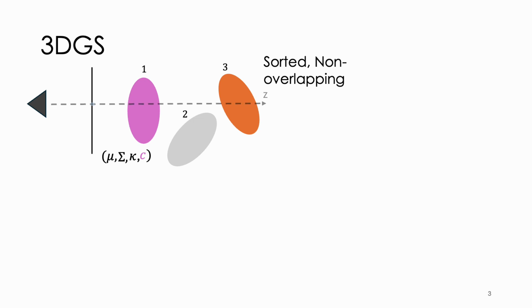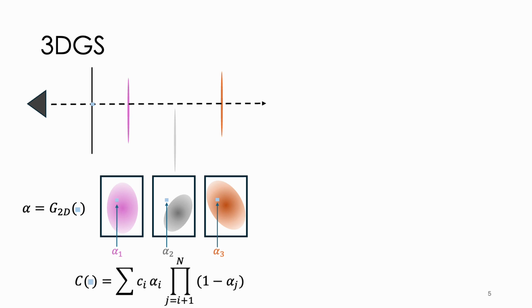To compute the color at a pixel along the camera ray, 3D GS splats the 3D Gaussians to 2D Gaussians, completely ignoring their z-depth, and then renders them in the image space. The splatted 2D Gaussians are then evaluated at the pixel to compute their contribution alpha. The colors are then alpha blended to get the final pixel intensity.